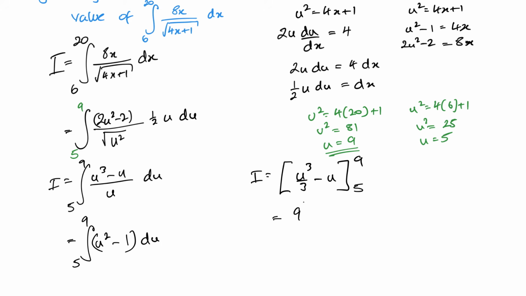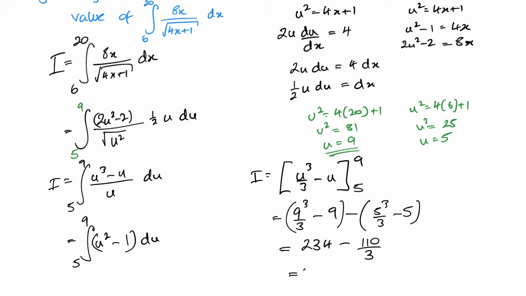Substitute these in. 9 cubed over 3 minus 9. Minus, and then we've got 5 cubed over 3 minus 5. And that leaves me with 592 over 3, or 197.3 to 1 decimal place. And don't forget, you can put the original into the calculator and check your answer there.